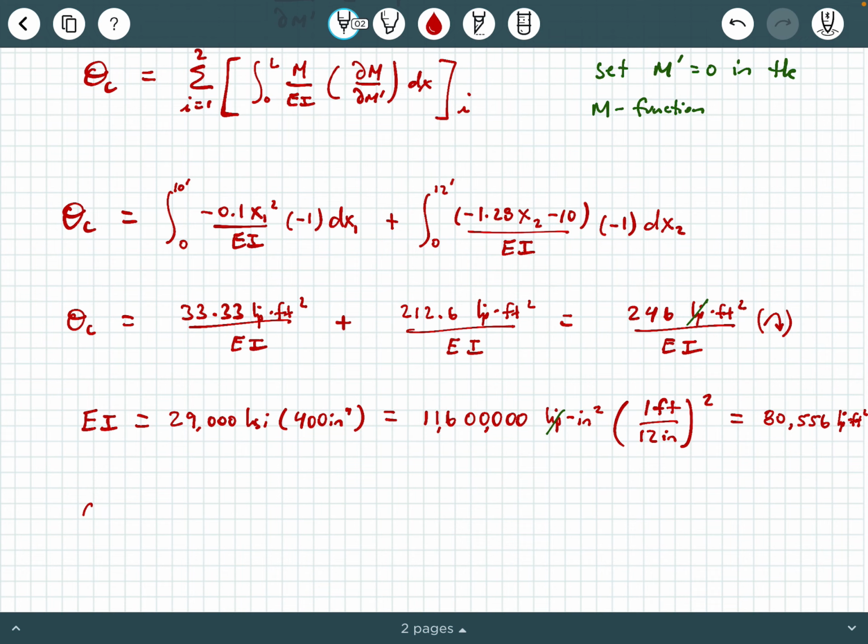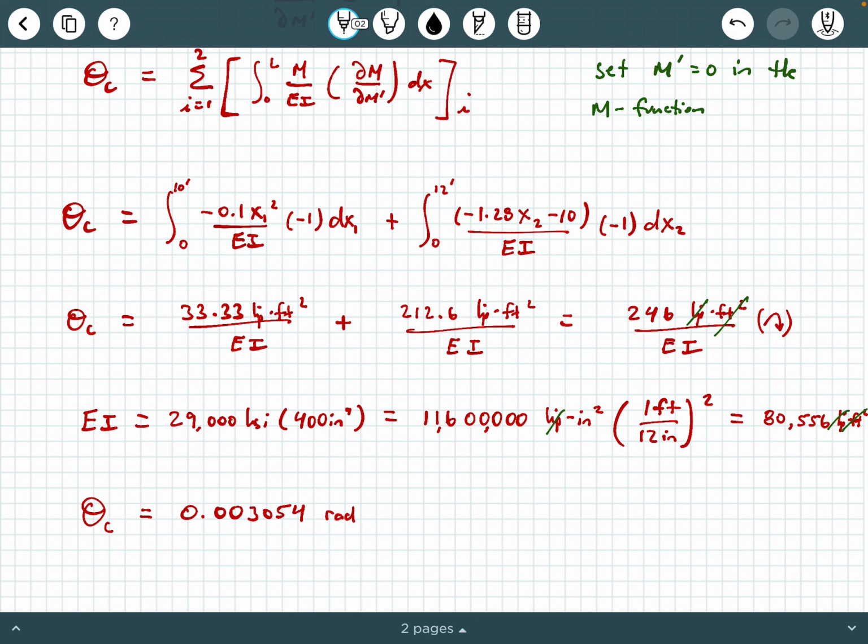But again, the kips end up canceling, and so you substitute this value into the denominator here, and you should finally end up getting a theta c as the following value. I'm punching this into my calculator in real time. So 0.00305 radians. Okay, notice that you end up with kip feet squared over kip feet squared. So not only did those kips cancel, but the feet squared canceled, right? And so you end up with, it looks like it's unitless, but for an angle, that is radians.